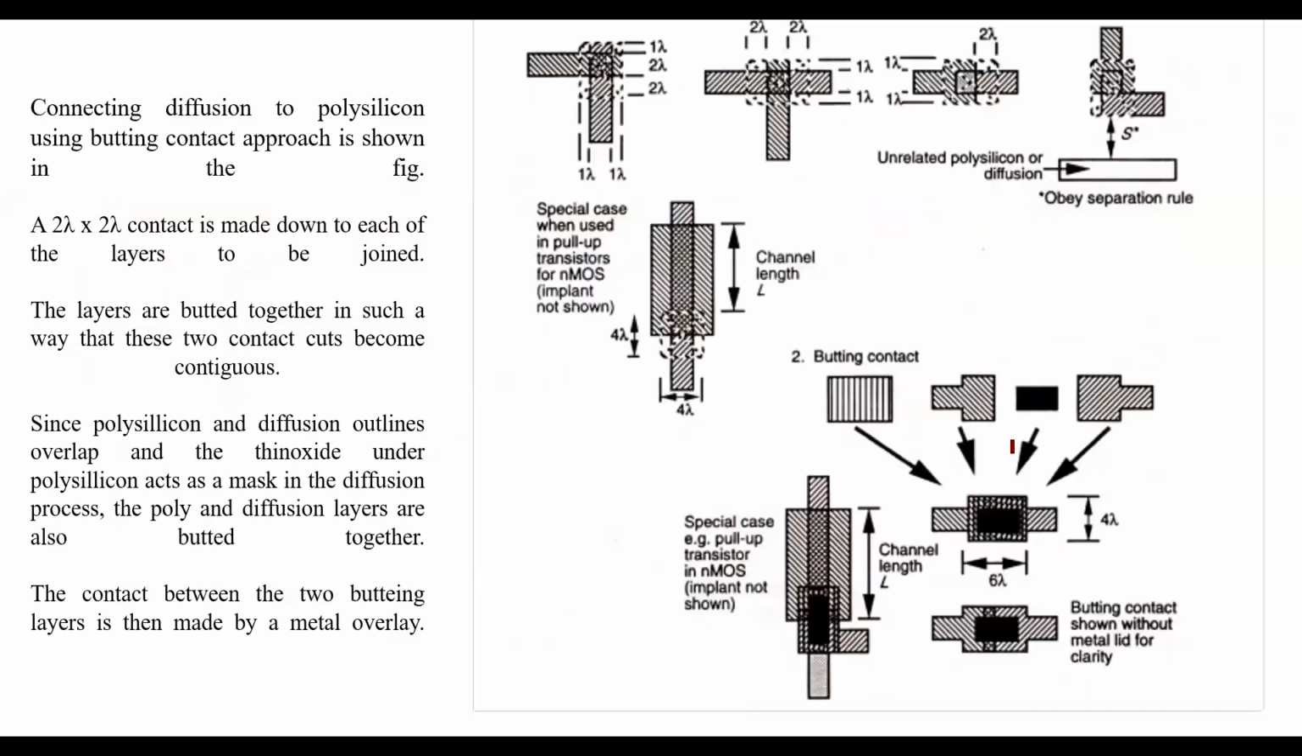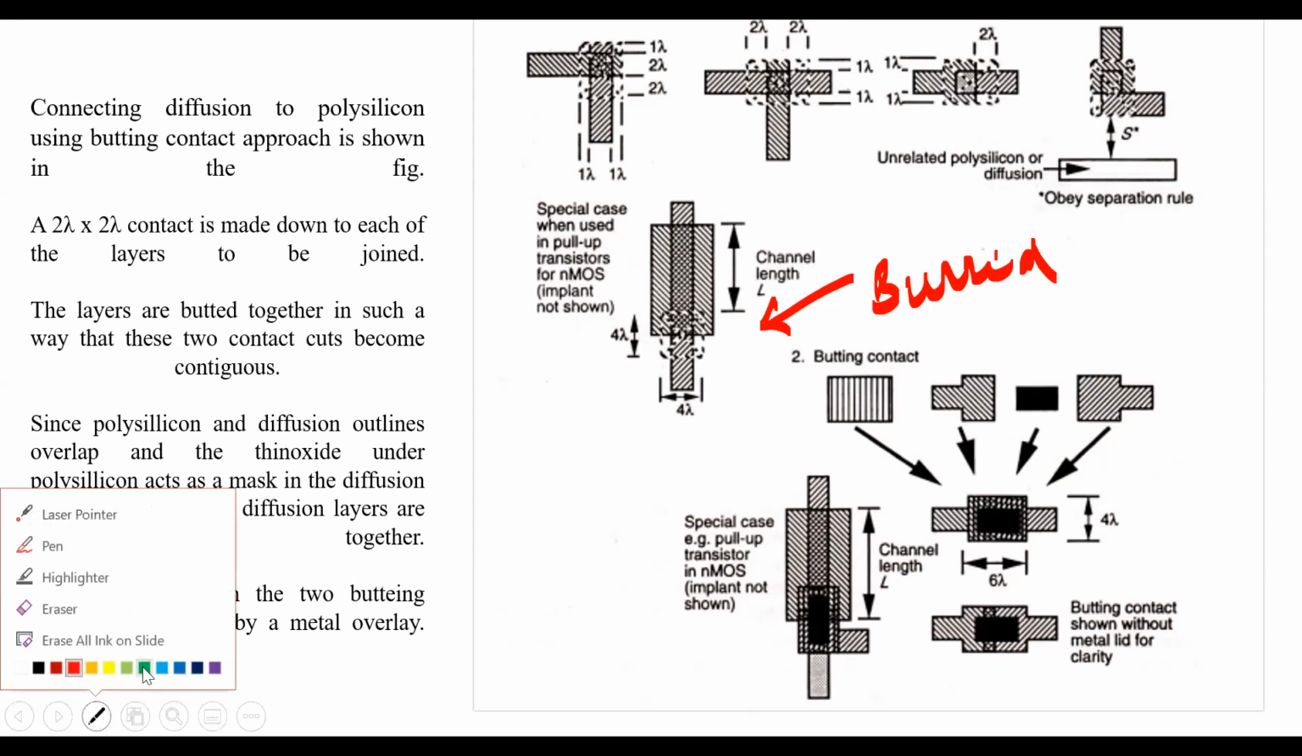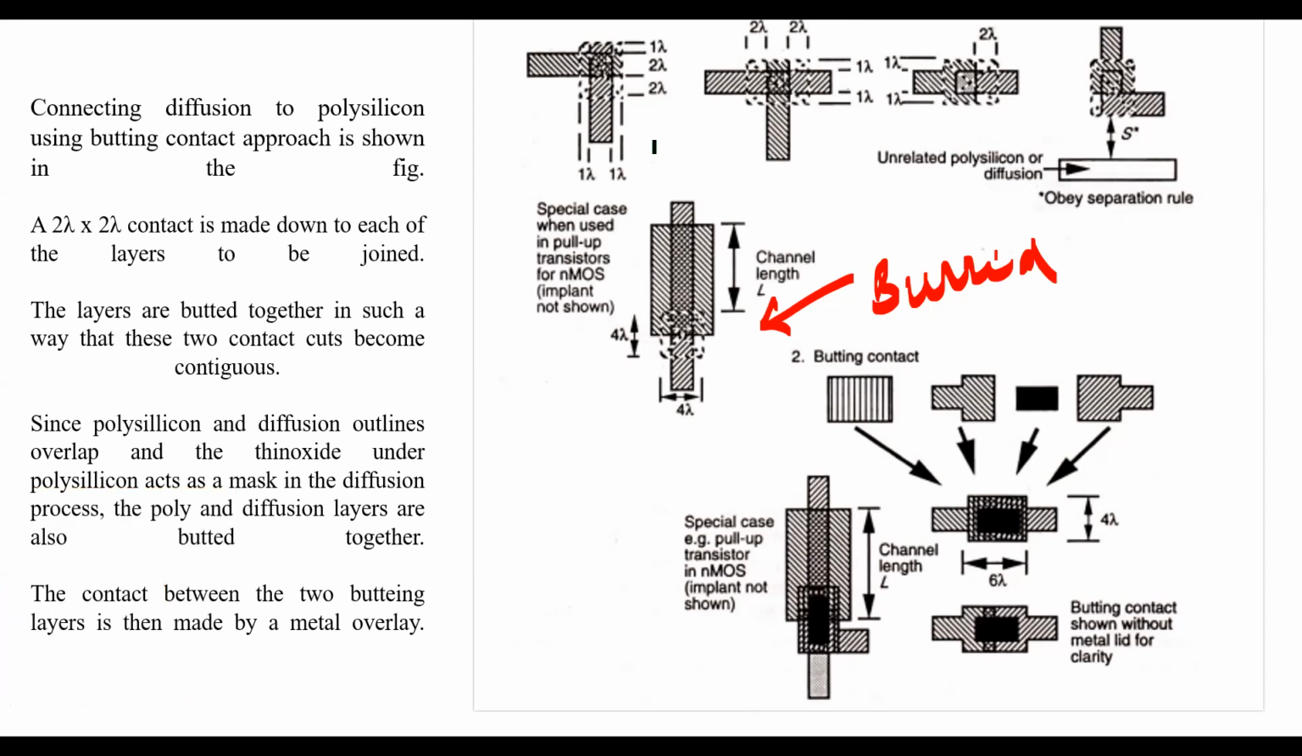Some other things are there. This we already explained. We just discussed this one. This is the buried contact, and these are the contact cuts. So all of these are contact cuts, and this is the buried contact. Wherever the gate and source are required to join, you can use the buried contacts.